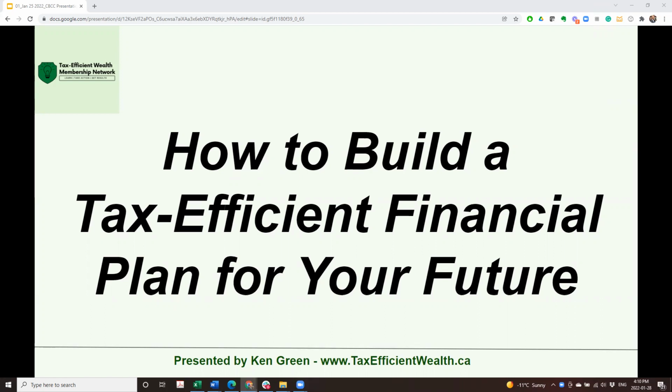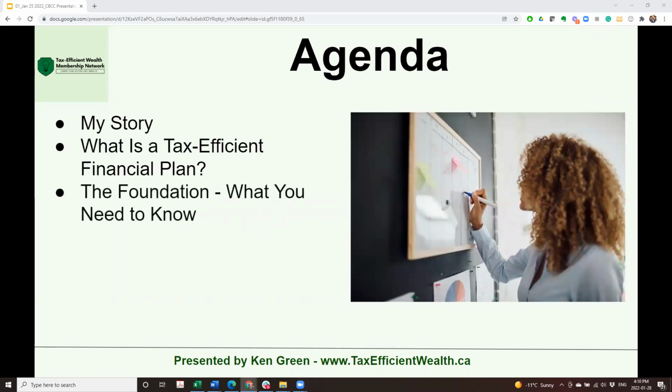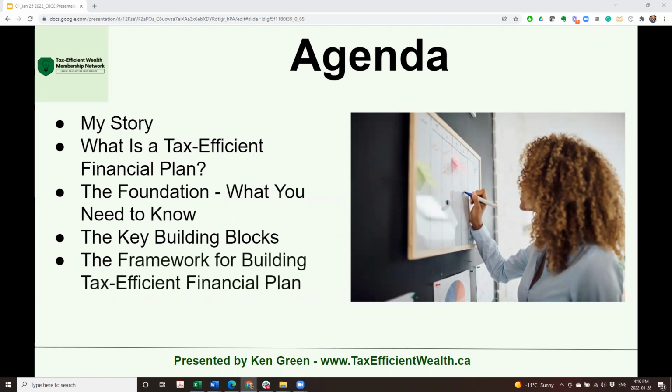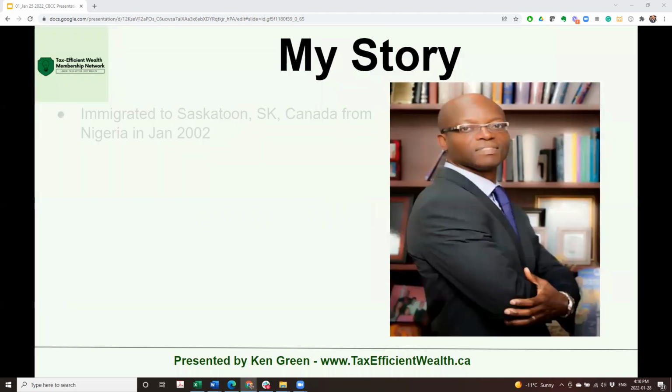Okay, so how to build a tax efficient financial plan for your future. That's going to be the topic of my conversation today. Quickly, I'll share my story, tell you what a tax efficient financial plan is, go through the foundation that you need to know, go through some of the key building blocks, and provide you a framework for building tax efficient wealth. Then I'll share some resources for you and my contact information in case you want to get a hold of me.